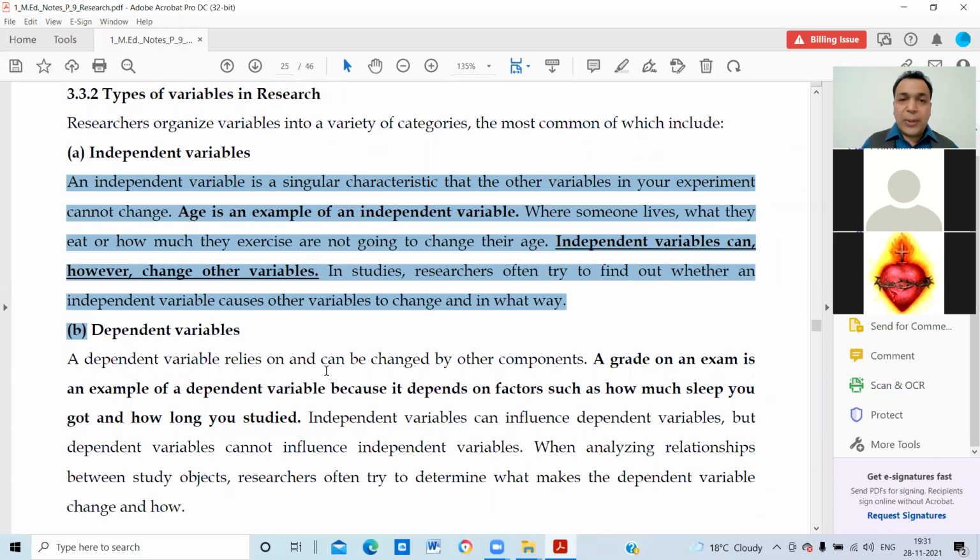For example, the attitude of the teacher. I'm taking the same example, and you should always keep it in your mind. I'm explaining each and everything with the one example: the attitude of the teacher towards ICT. Now, the attitude of the teacher.